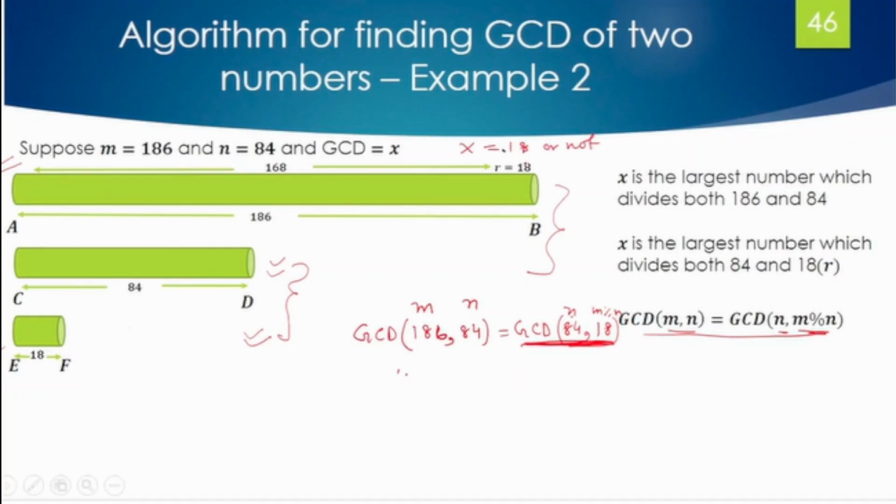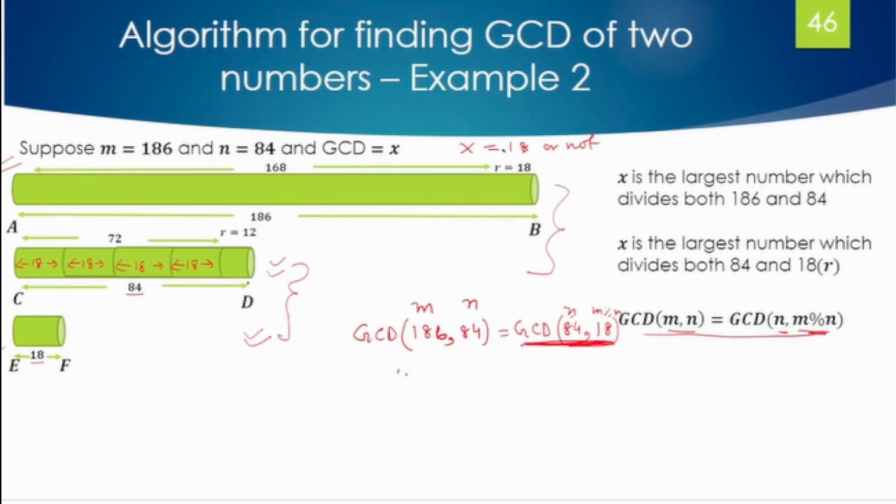Okay, how do we check that? We will divide the length 84 by 18, and if you get a non-zero remainder, that means 18 cannot divide 84, so 18 cannot be the value of x. Now the same thing, how we can see: let's try to cover the larger length CD using the smaller length EF. So this is the first one, 18, and this is the second one, again 18, this is the third one, again 18, this is the fourth one, again 18. So in total we have covered up to 72 units of the length.